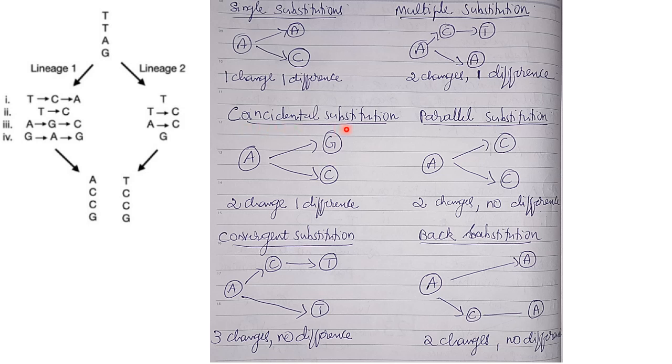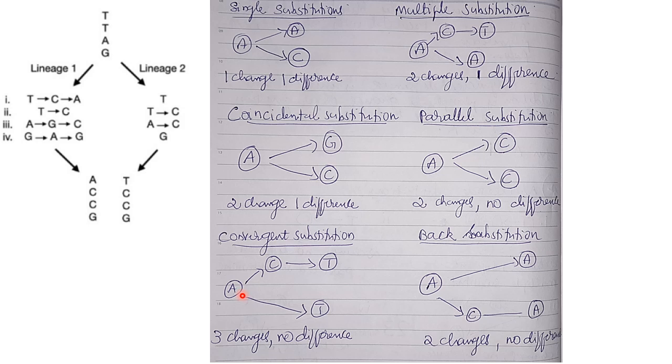Then there is coincidental substitution, that is A giving rise to G and A giving rise to C. There are 2 changes but only 1 difference. That is coincidental substitution. Now parallel substitution is A giving rise to C, A giving rise to C. There is no difference in the substitution, both are C only. But there are 2 changes. So no difference, that is parallel substitution.